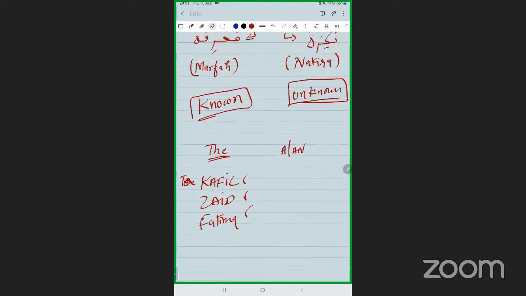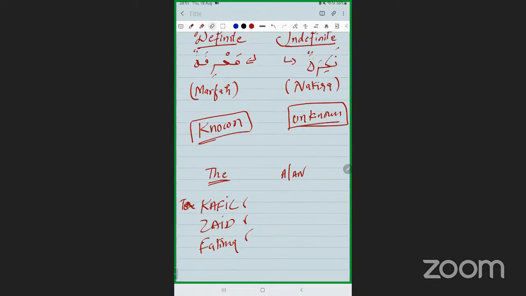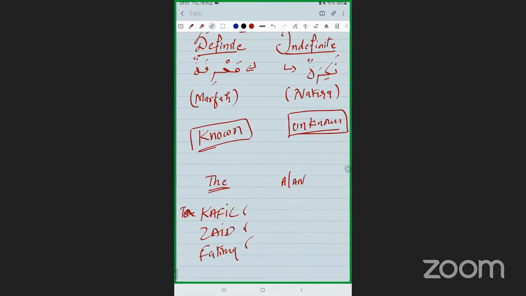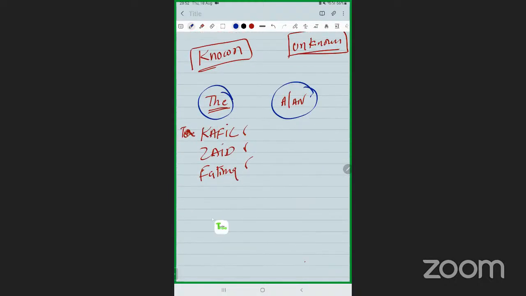There are two types of noun, definite and indefinite. Okay? Definite can be identified by 'the' in front of them, and a or an, depending on the spelling, can show you that this noun is indefinite. There are proper nouns and common nouns also.